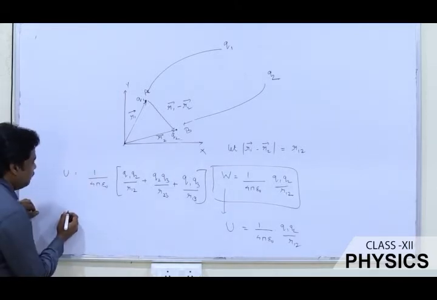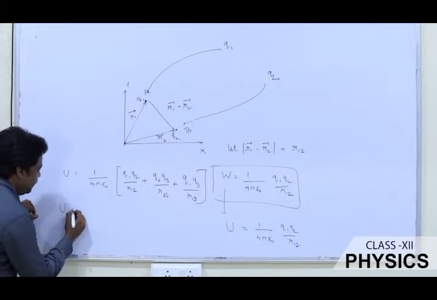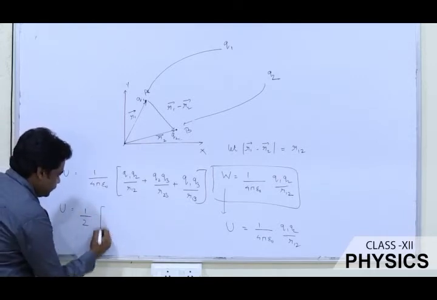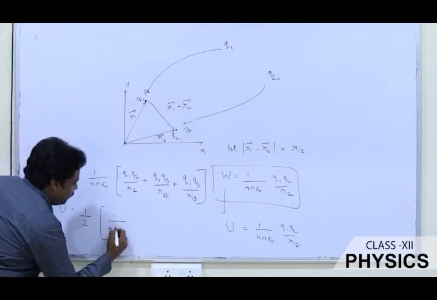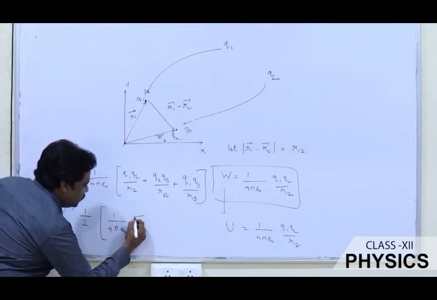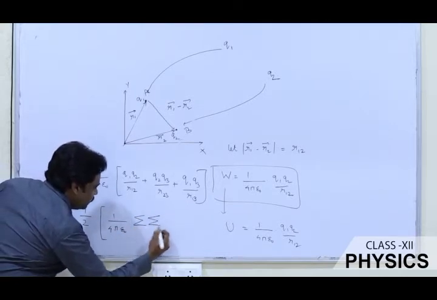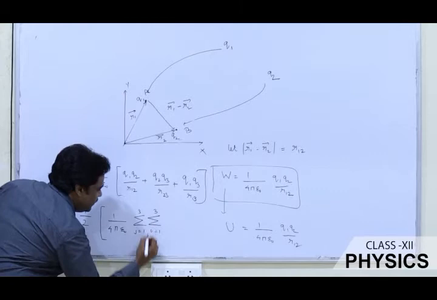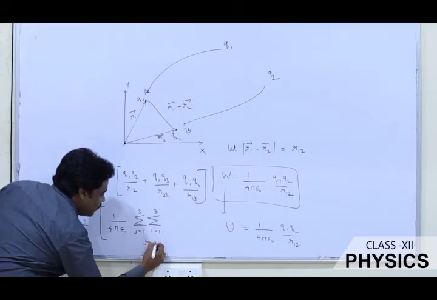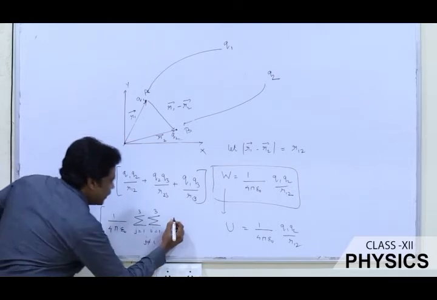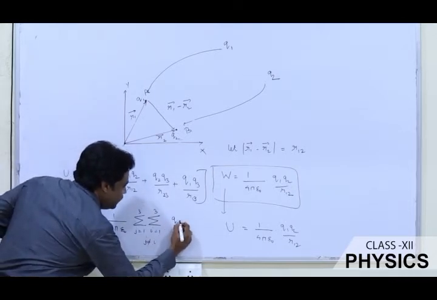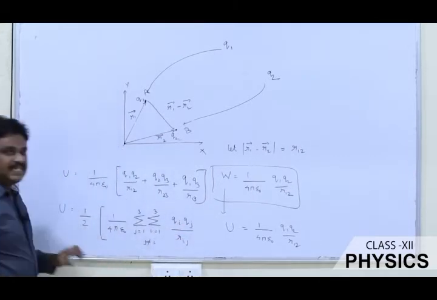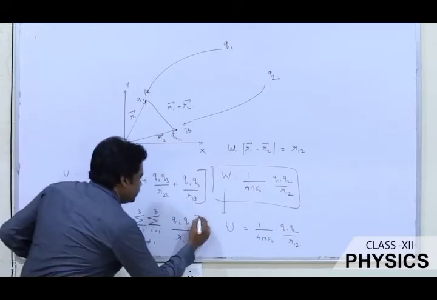Similarly, you can write this in summation format. How to write in summation format? U will be 1 by 2, and I am going to explain the reason for 1 by 2, times 1 by 4 pi epsilon naught. I am going to put two summations. One summation i equal to 1 to 3, the second summation j equal to 1 to 3, where j not equal to i. What about the repeating terms? Qi and Qj by Rij. Obviously, this is the summation form of a 3-point charge system.